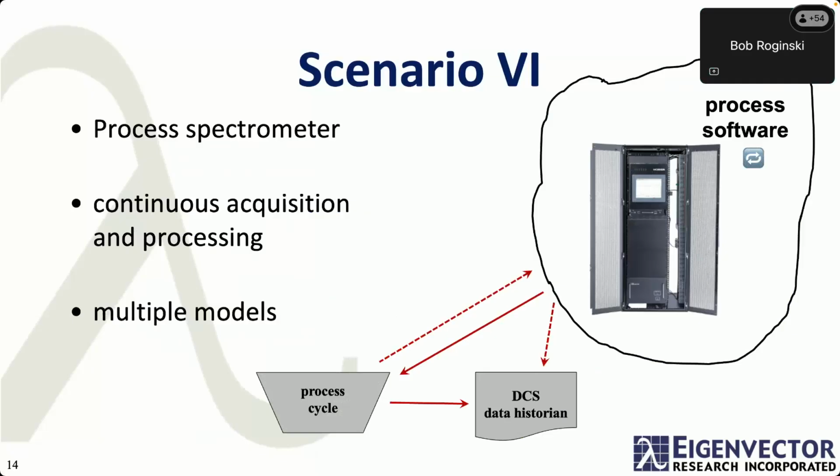And then dashed lines would be where the lines of communication are not as direct, and you may have to put a little bit of customization in to be able to get to your ultimate endpoint of getting the results into your DCS or data historian.